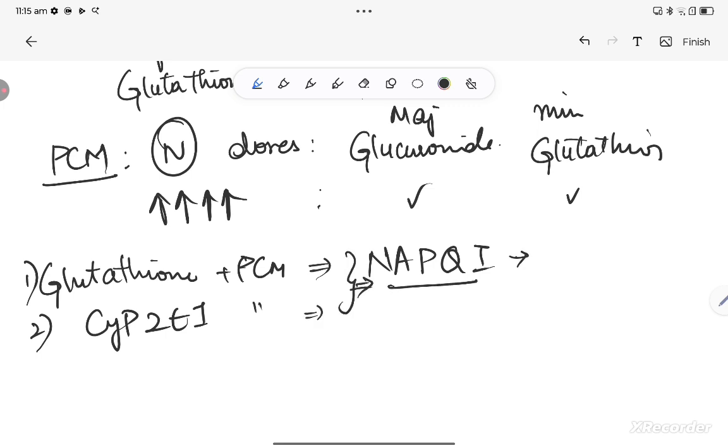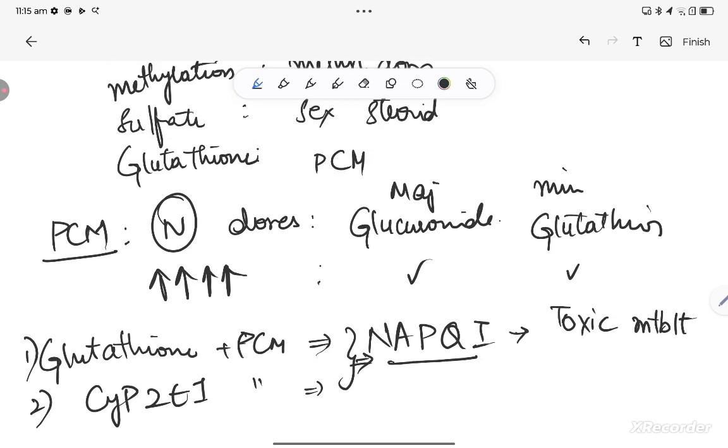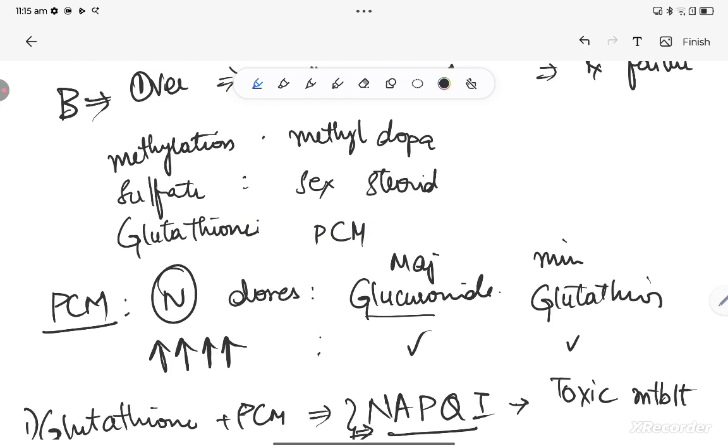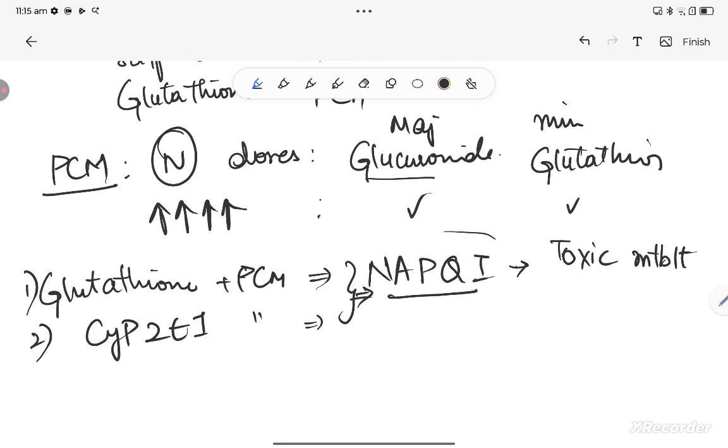Until and unless it was simply glucuronide, it was okay. But once glutathione conjugation starts, this toxic metabolite concentration increases, resulting in hepatotoxicity. Clear? This is about phase 2 reactions.